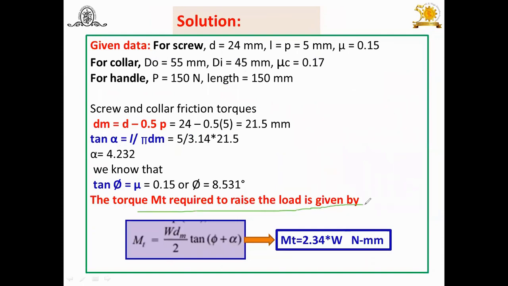Torque required to raise the load. We know this expression very well: Mt is equal to W into dm by 2 into tan of (phi plus alpha).